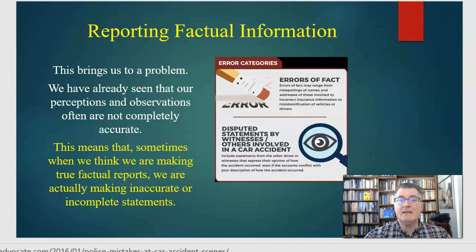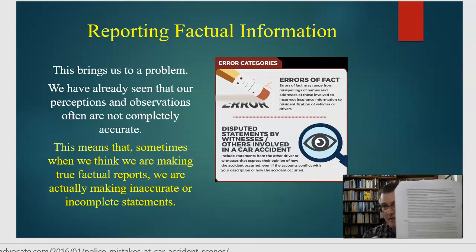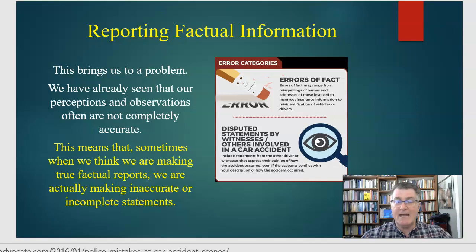So when we think we're making a factual report, we could be making incomplete or inaccurate statements. We need to make sure that what we say is not only clear and factual, but also backed up. A good example is this report here. I'm just going to hold it up for a moment. This is the report I received from the editor, the publisher who will be publishing my book, hopefully later this summer.